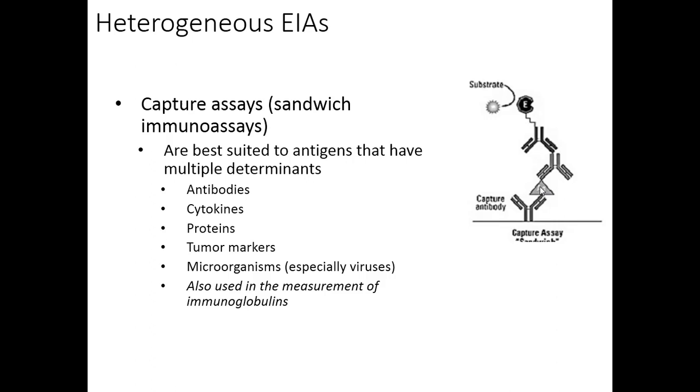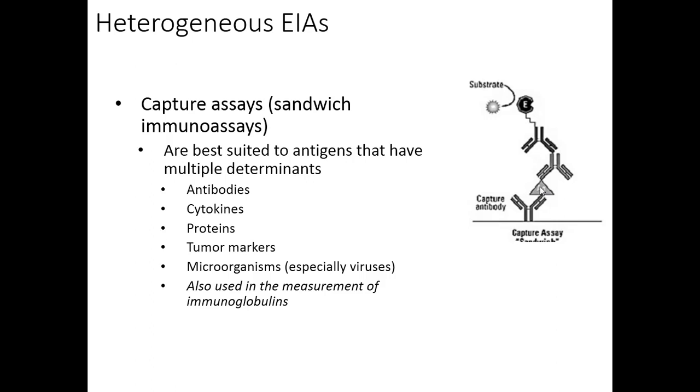So it's best suited to antigens like antibodies, cytokines, proteins, tumor markers, microorganisms, especially viruses. And we can use it as a measurement of immunoglobulins, and we can monitor, for example, someone's immunoglobulin levels through testing like this. It's important that the antigen not have any epitopes in common with something else. Microbes often do. Bacteria frequently, they're very tricky devils, and they sometimes mask their identity by having epitopes in common with something else. So it's really important that the epitope we use in this process does not have something in common with something else.